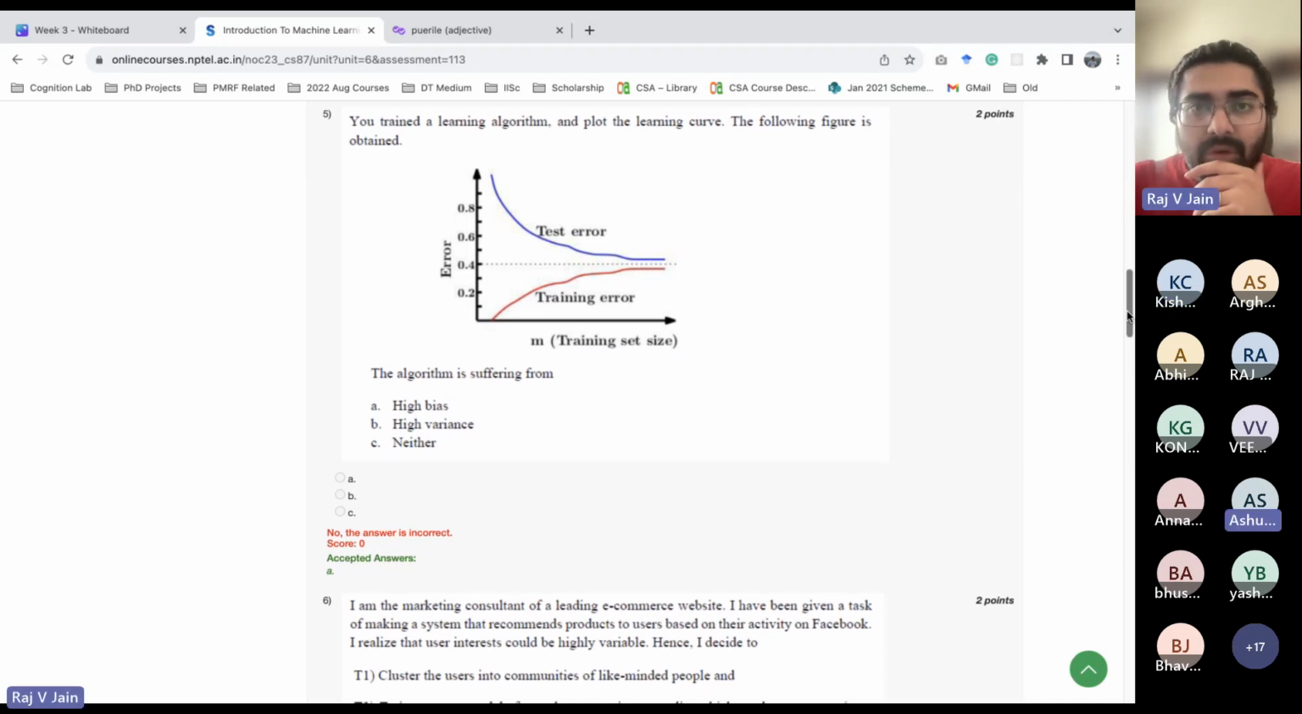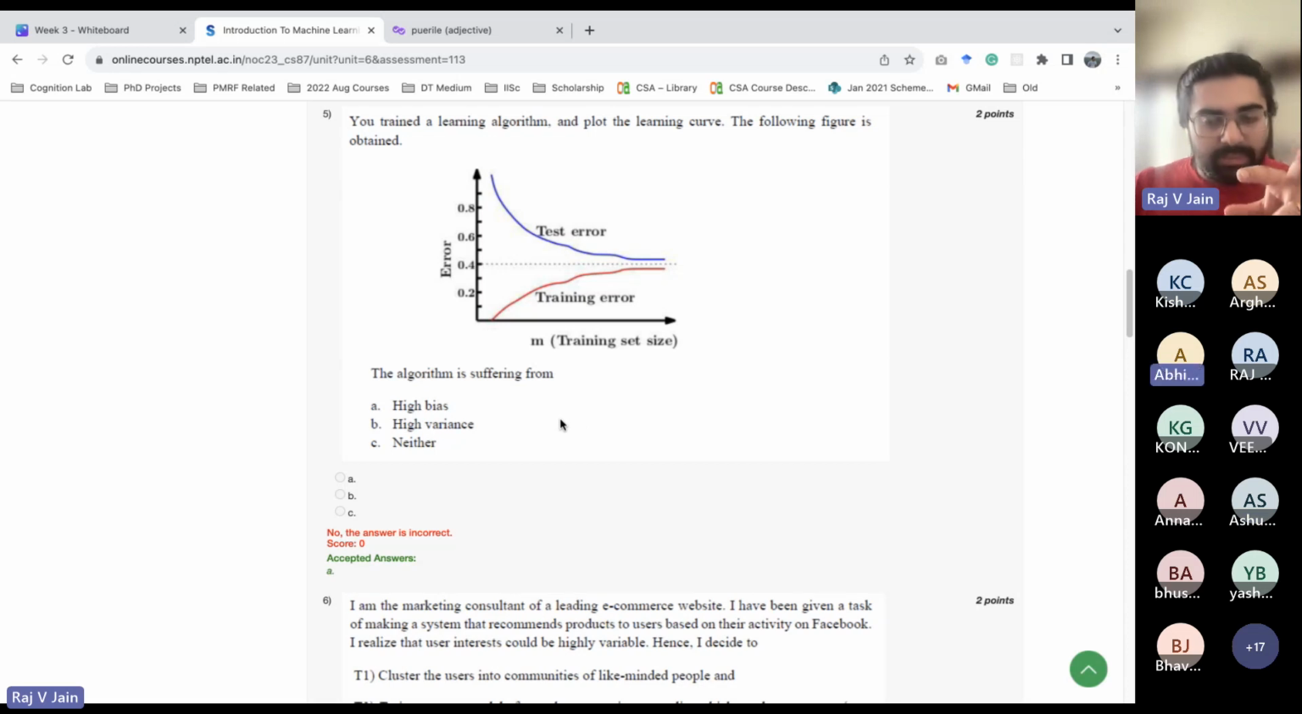Question number 5, according to me, it was high bias. Is it a case of underfitting or high overfitting? What case is false? Is this model about underfitting or is it a case of high overfitting? First, we need to find out. This will happen when there is underfitting or when there is high overfitting. See, what's the case here?